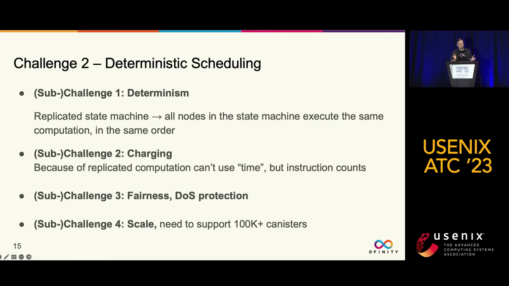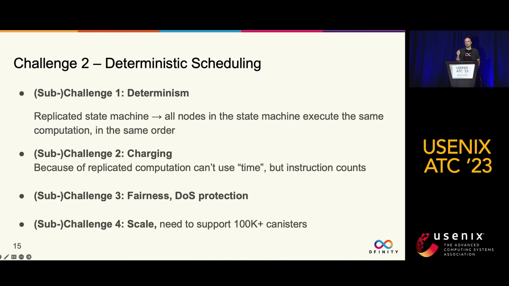Because of this, we cannot use time, but instead the Internet Computer uses instruction counts. When something executes, the Internet Computer looks at how many instructions, WASM instructions, were executed, and it charges based on that. There are a few other sub-challenges here, like fairness or denial of service protection.